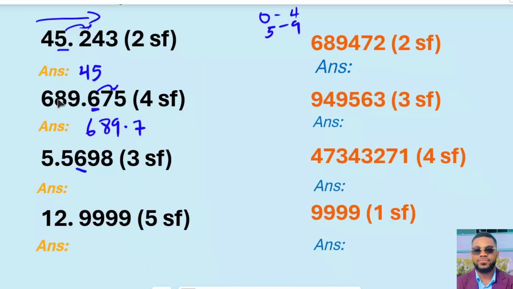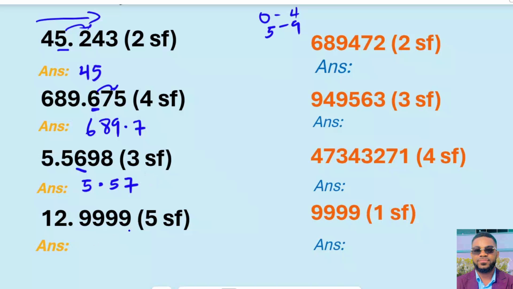Now, the number behind is going to be 9. That is 9. So you have to add 1 to 6, making 7. So our answer is going to be 5.57. So that is to 3 significant figures.